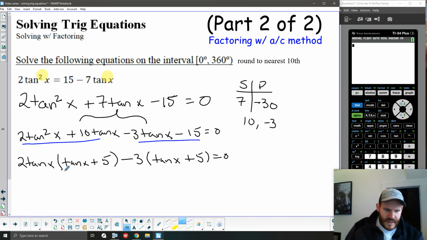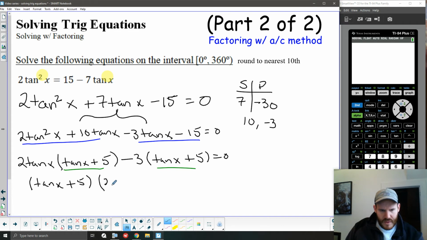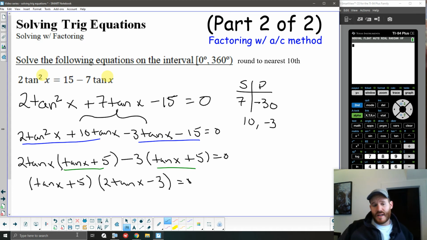Tan x plus 5 is now my common factor between these two terms. If I factor that out, I'll get tan x plus 5 times, factored from here will leave me with a 2 tan, and factored from here will leave me with a negative 3. Okay, we're almost there. So that was the advanced factoring technique.